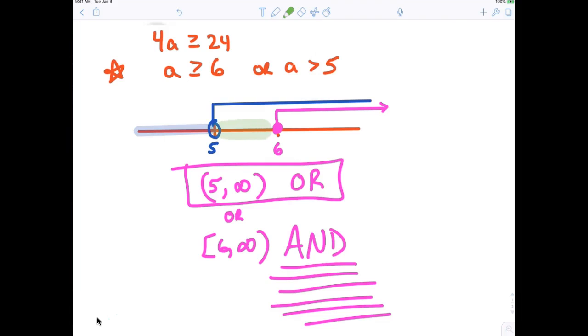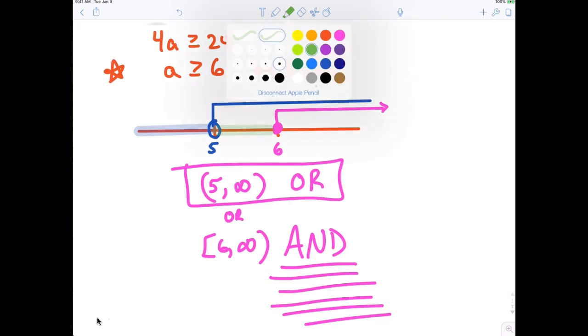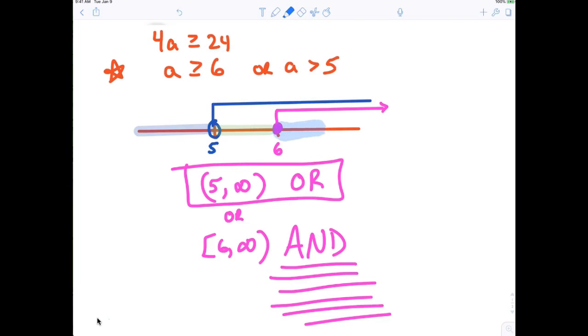Now, look here. From here to here, are those numbers greater than 6? No. Are they greater than 5? Yes. They're greater than 5, correct? So I told you just a minute ago, an or statement means they only have to be true for what? 1. So is that the answer? Yes. Now I'm going to draw one more. See if you understand what I'm saying. From here to here, are those numbers greater than 5? Yes. Are they greater than 6?